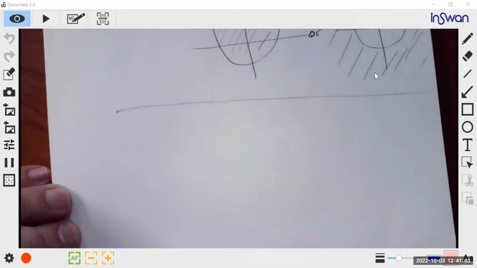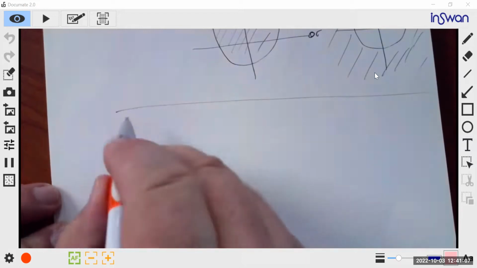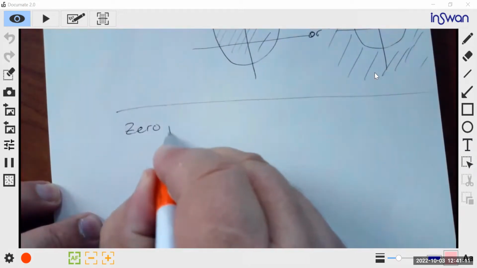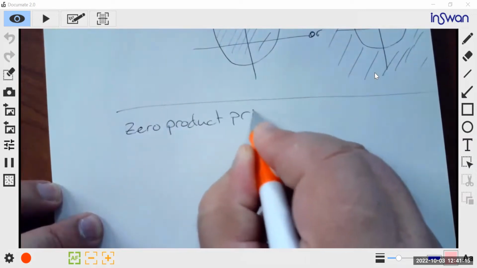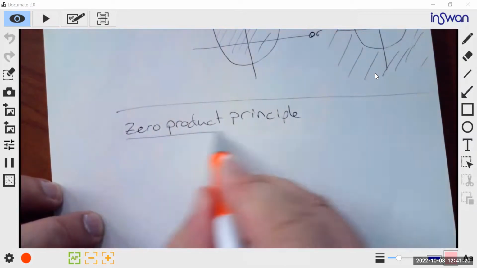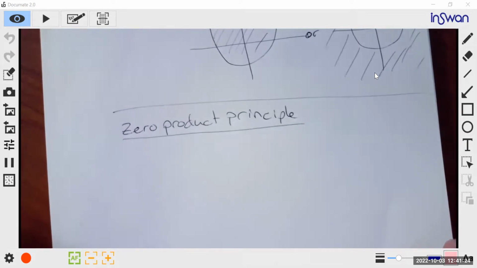There are 2 principles that we have to follow in this chapter, in this section. We have the zero product principle. The zero product principle. What do you think that means?